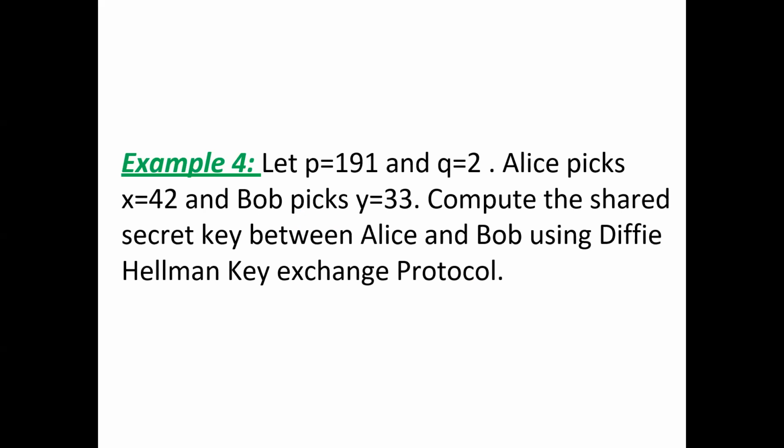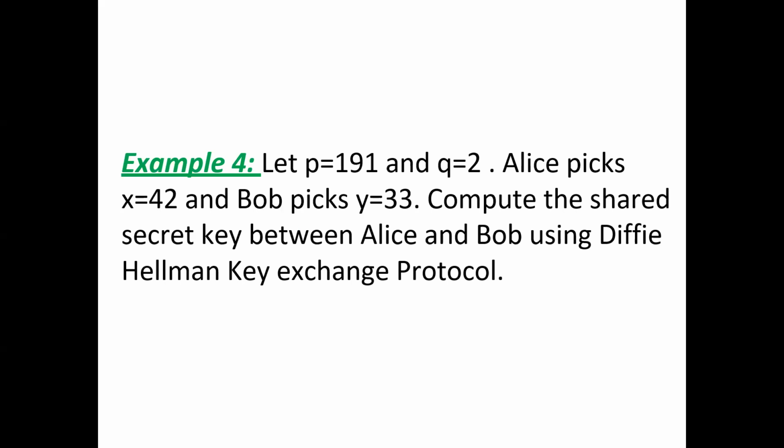So X equal to 42 is nothing but the random integer chosen by Alice, which you can call small a. The random integer chosen by Bob, that is Y equal to 33, you can rename as small b equal to 33. Compute the shared secret key between Alice and Bob.